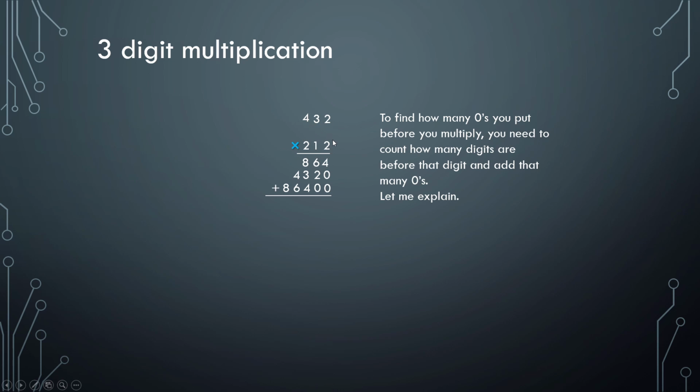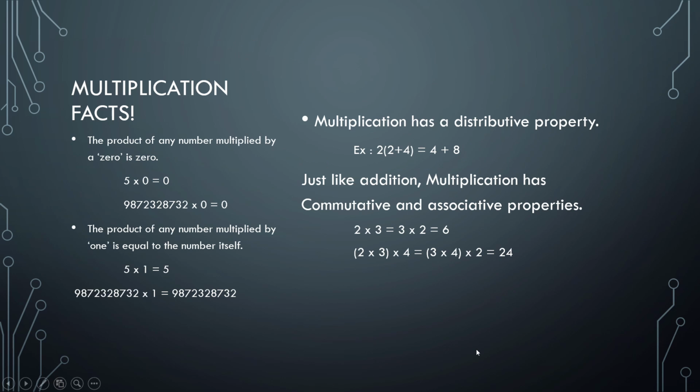Now the next step we all know is to add them, and you get a product of 91,584. This is how you do 3-digit multiplication, or any multiplication in fact. It's the same way. You do multiplication the same way. The only thing that changes is the amount of zeros you add.